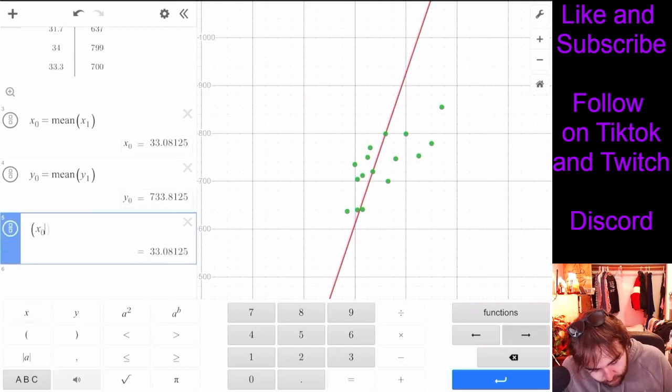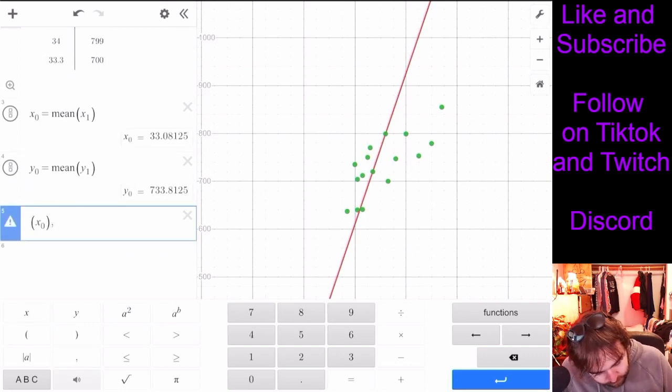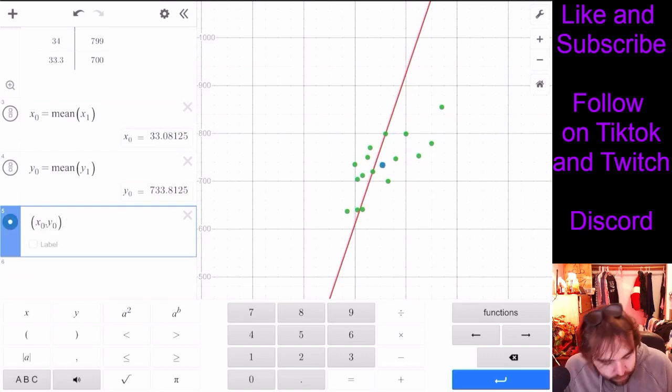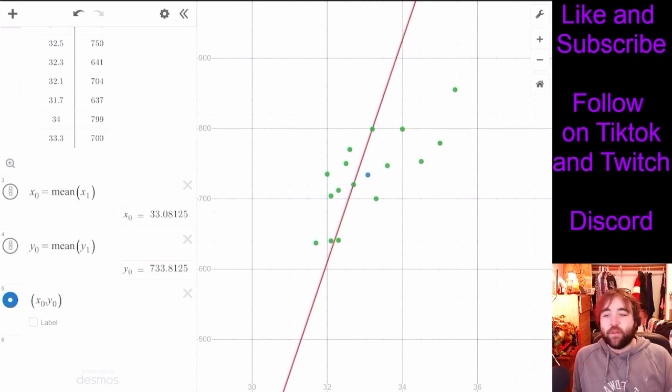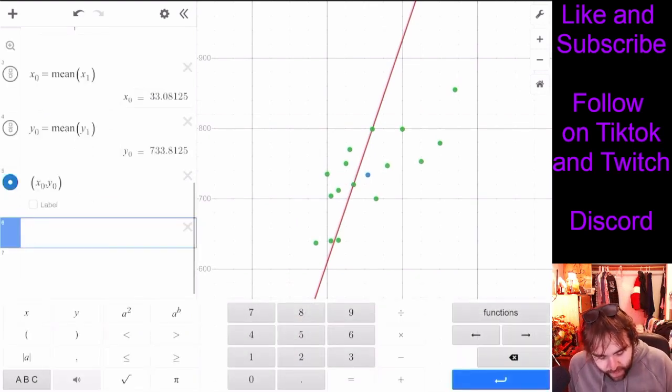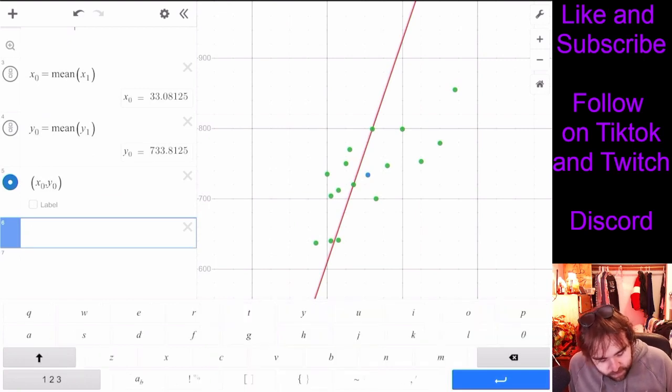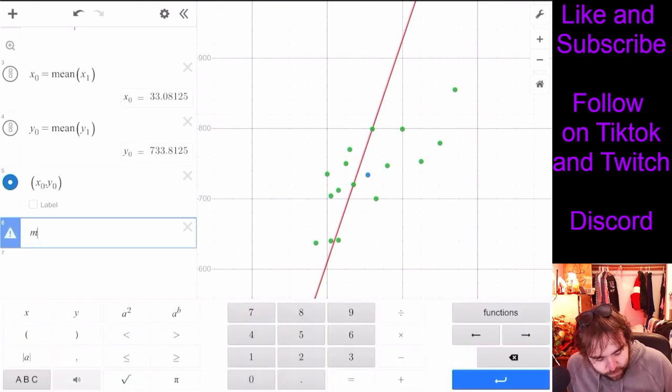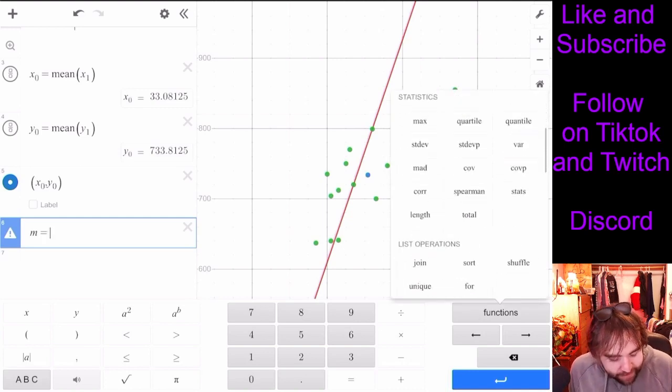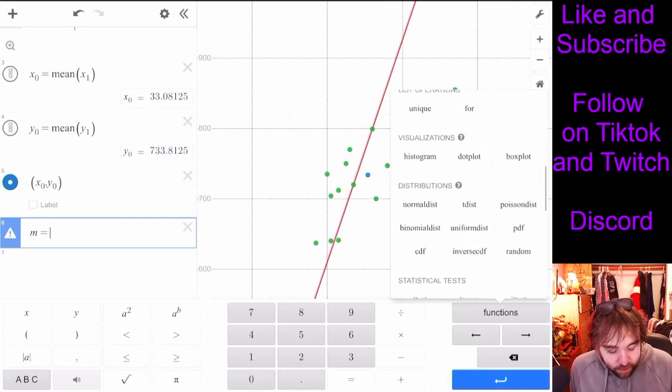So (x0, y0). That's the point in the middle of all those points, so our line is going to go through that. Now we just need the slope, and there are equations for that. The equation is straightforward, but we do need the calculator to calculate a lot. So we're going to have the correlation coefficient.